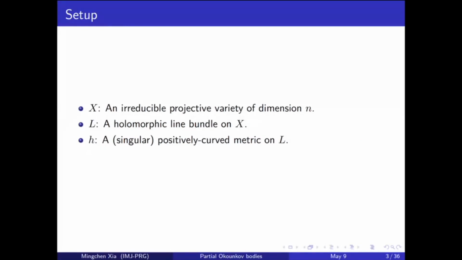And in the whole talk, we're going to fix the following notations. We're going to consider a projective variety, and usually we consider only smooth projective varieties, and we write it as X. And we're going to fix a holomorphic line bundle on X, denoted by L. And on L, we are also going to fix a positively curved metric. That means we're fixing a metric which could take the value 0 at some points. And the only assumption is that the metric has to be positively curved. That means the curvature current is a positive current.